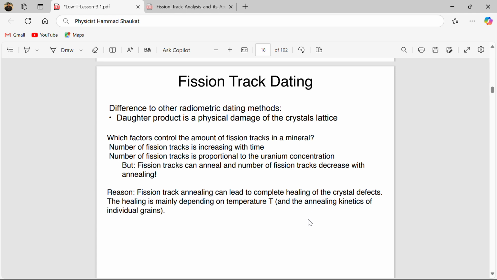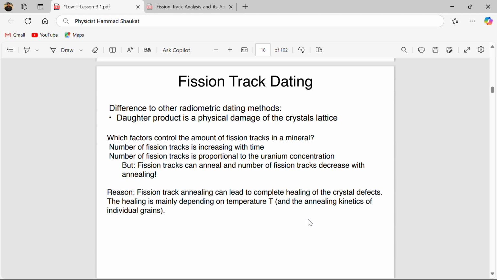Now move on towards fission track dating and its differences to other radiometric dating methods. The daughter product is a physical damage of the crystal lattice. So the daughter product is what is responsible for the damage of the crystal lattice. Which factors control the amount of fission tracks in a mineral?